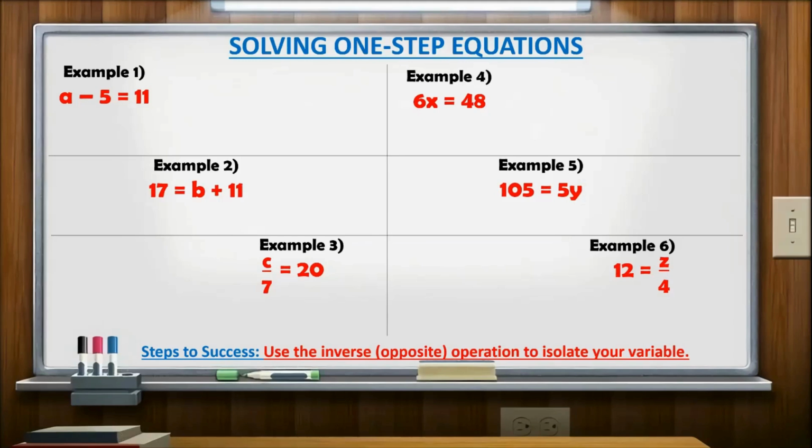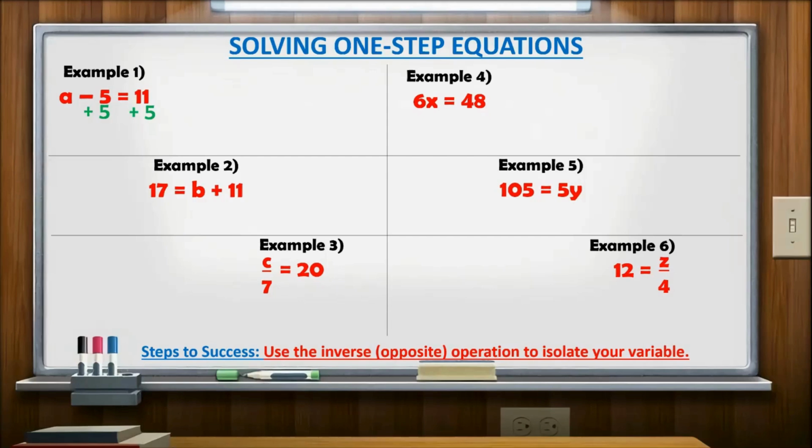So I'm going to do this by doing the inverse of subtracting 5, which is to add 5. So essentially what this does is it cancels out the 5s so that I get my a on its own and isolate it. But in order to balance out the equation, you must remember whatever you do to one side, you do to the other. So I will also add 5 onto 11. Now I have done what is needed to isolate my variable.